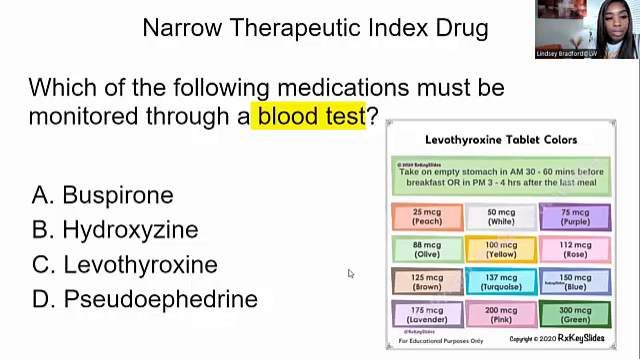I was going to tell y'all about this: the blood test, narrow therapeutic index drug, levothyroxine. The brand name is Synthroid. Write that down, and it is used to treat thyroid. Synthroid, levothyroxine treats thyroid. Okay, y'all doing good.